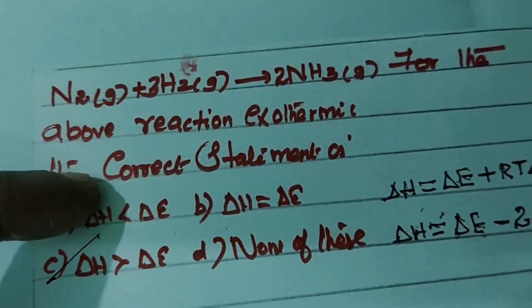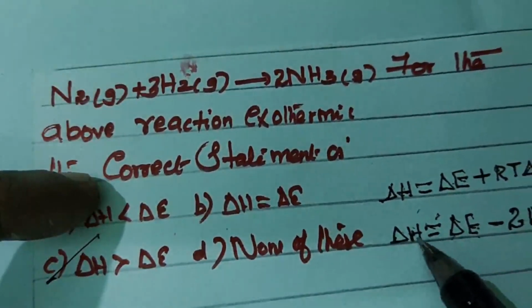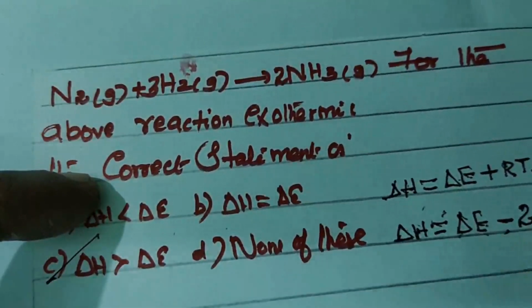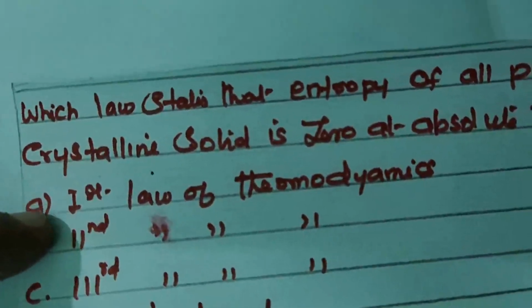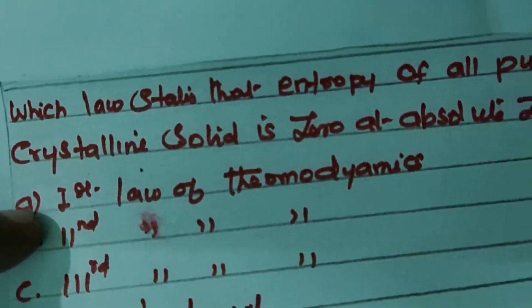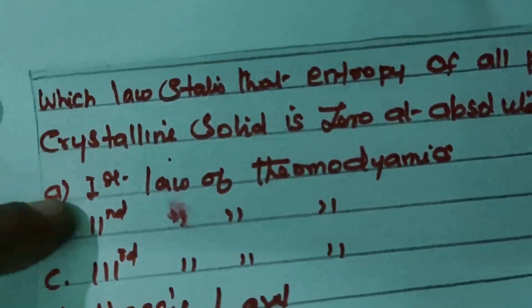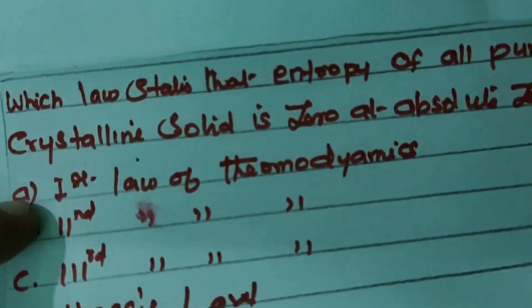So this value should be lower than delta H. So delta H is greater than delta E. Then move to the next question. Which law states that the entropy of all pure crystalline solids is zero at absolute zero?